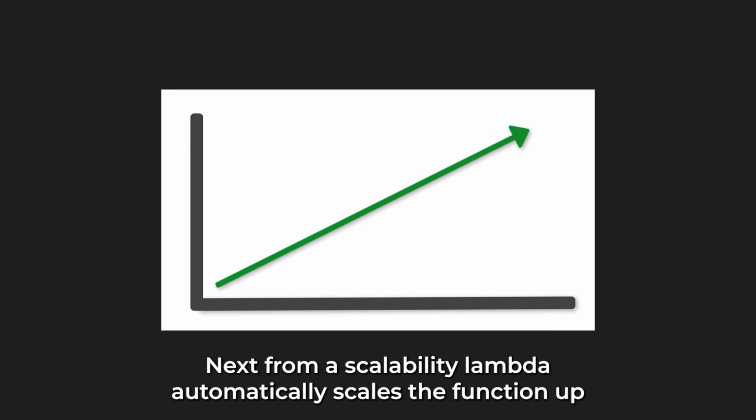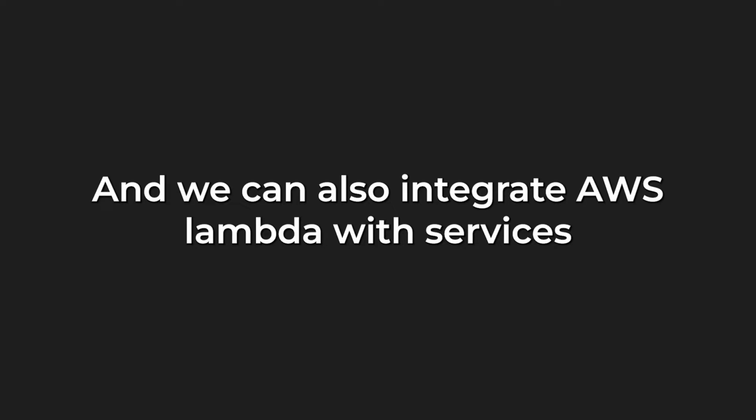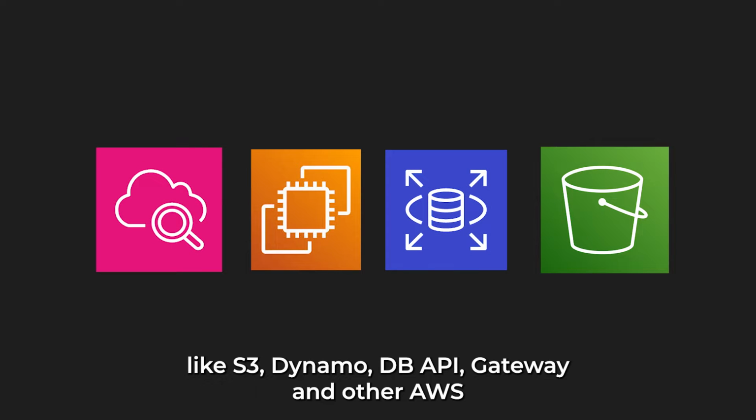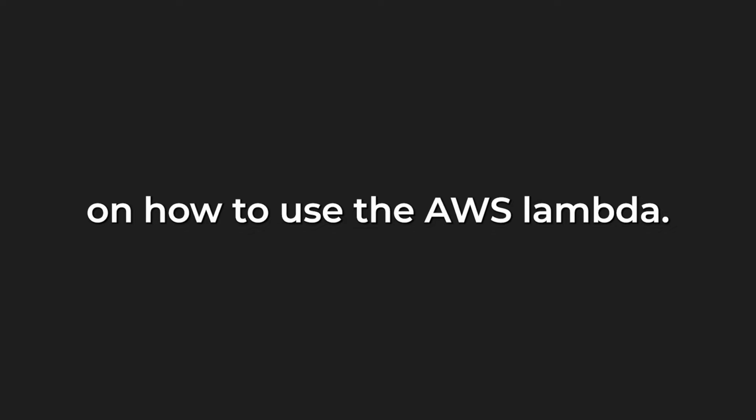Lambda automatically scales the function up or down depending upon the demand, ensuring high availability and performance. And we can also integrate AWS Lambda with services like S3, DynamoDB, API Gateway, and other AWS services very easily. Now let's get on to some hands-on tutorial on how to use AWS Lambda.